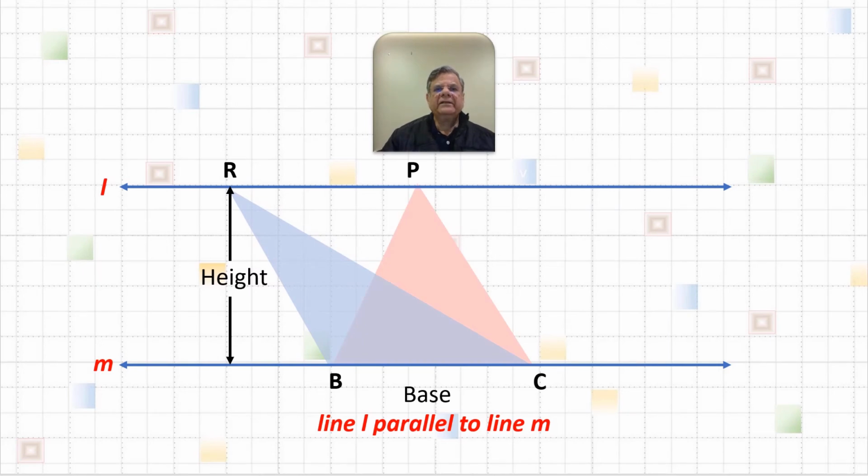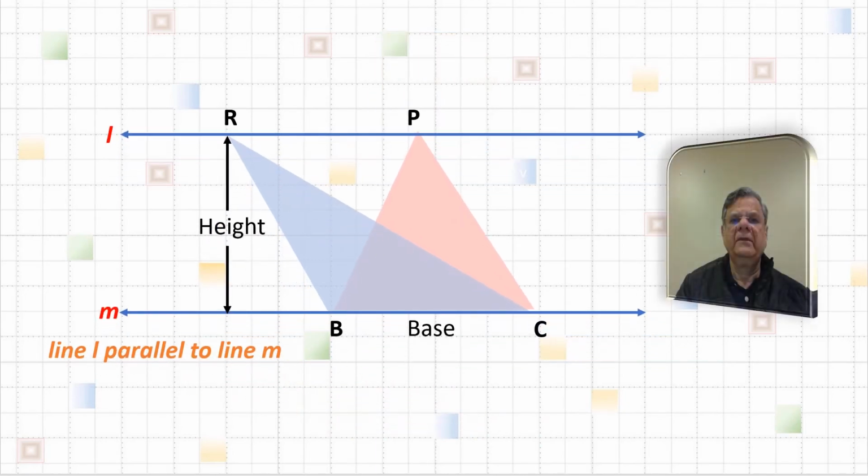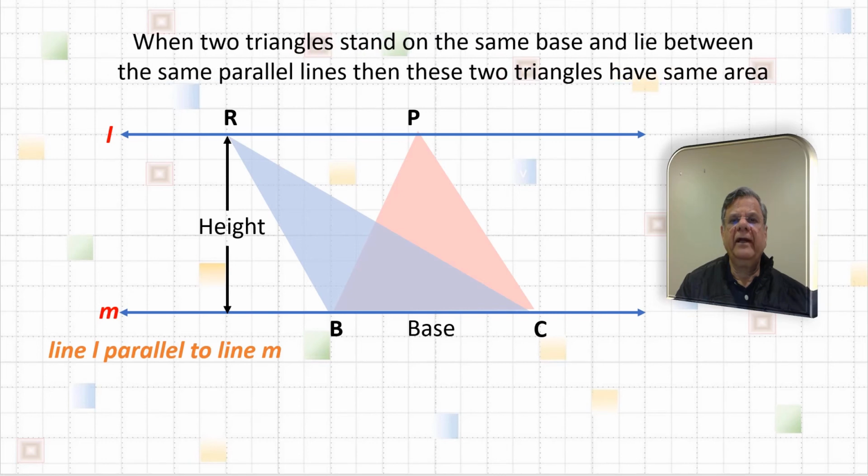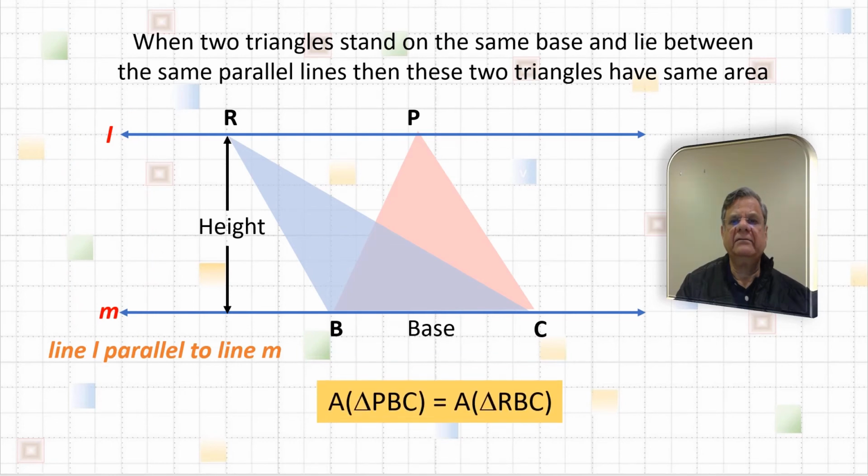Similarly, triangle PBC and triangle RBC have common base BC and same height. Distance between parallel lines is constant. And therefore, area of triangle PBC equal to area of triangle RBC. Triangles of equal bases and equal heights have same area. Therefore, when two triangles stand on same base and lie between same pair of parallel lines, then they have same area. Remember this property.